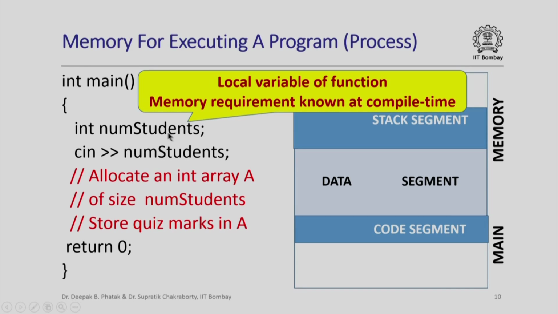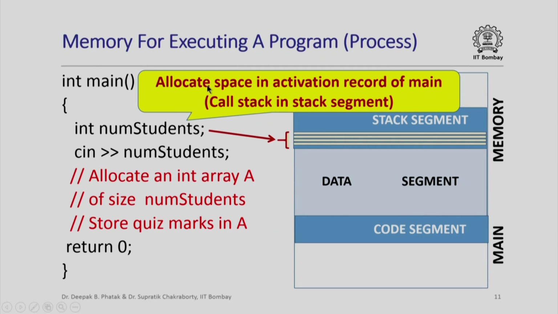Now if you think about it, numStudents is a local variable of the main function. So therefore at compile time, I know that I am going to need this variable, it is of type integer, so I know exactly how much memory is going to be required for it. As a consequence, I can allocate space for this variable in the activation record of main when the function main gets called. And of course the activation record is stored in the call stack in the stack segment. So these 4 locations may be storing the value of numStudents.